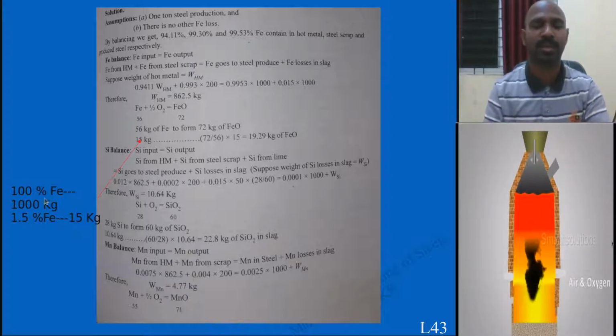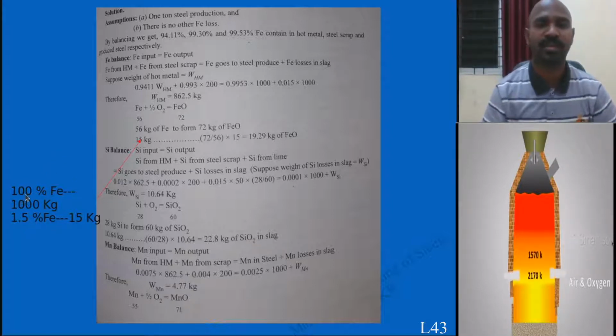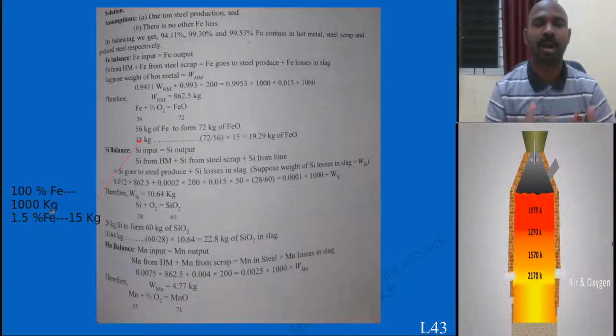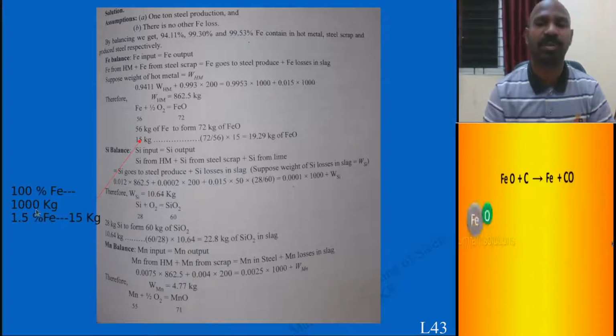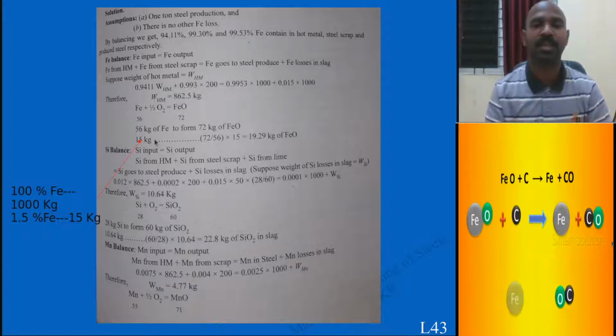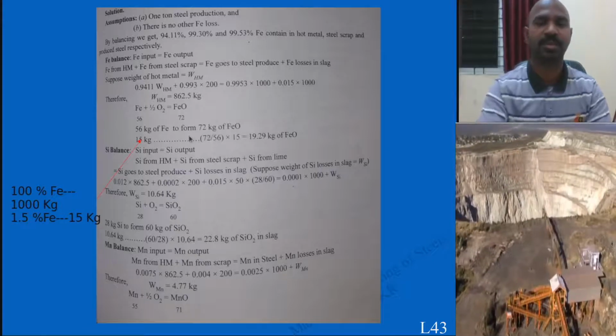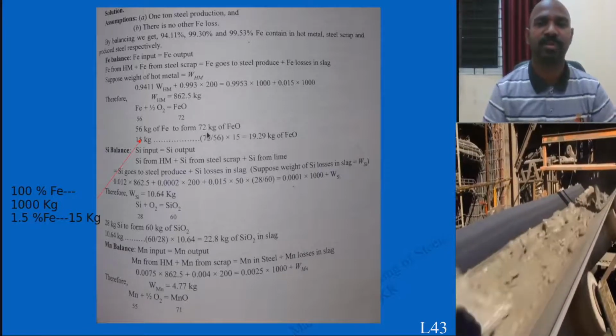But in the case of the problem as it is given, there was 1.5% iron loss. If it is 100% iron, that means 1000 kg with respect to the 1 ton. If it is 1.5%, from 1000 it becomes 15 kg. For 100, when it becomes this much, for 1.5, how much? You will be getting this simple answer, 15 kg. That is how they have calculated 15 kg. For 15 kg, how much FeO? So with respect to the FeO, for 56 this much and for 15 how much?